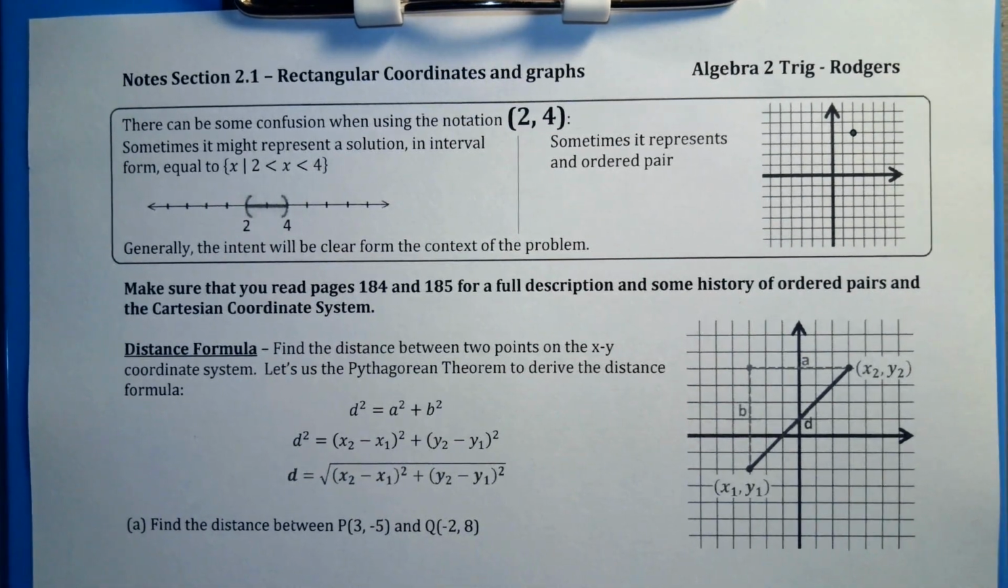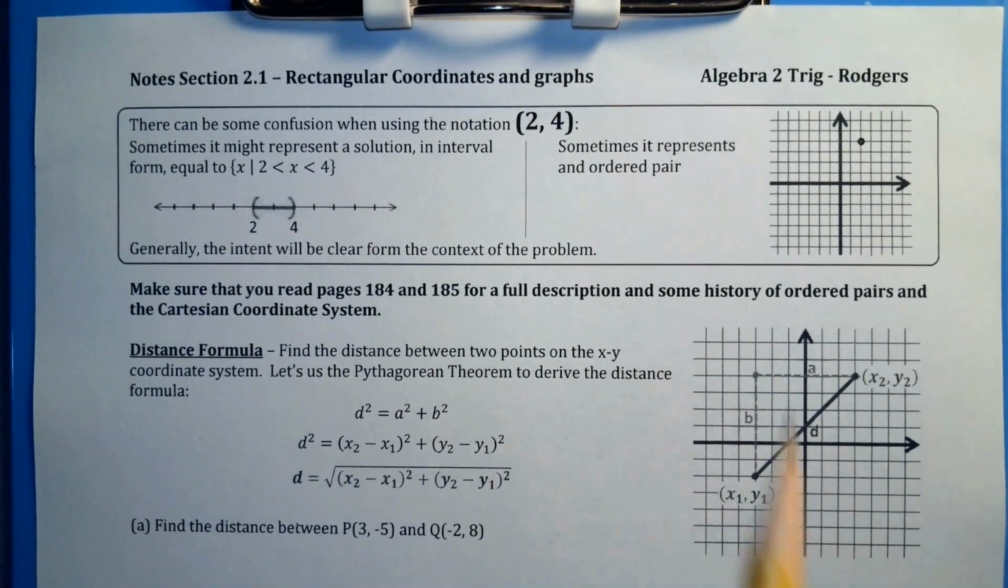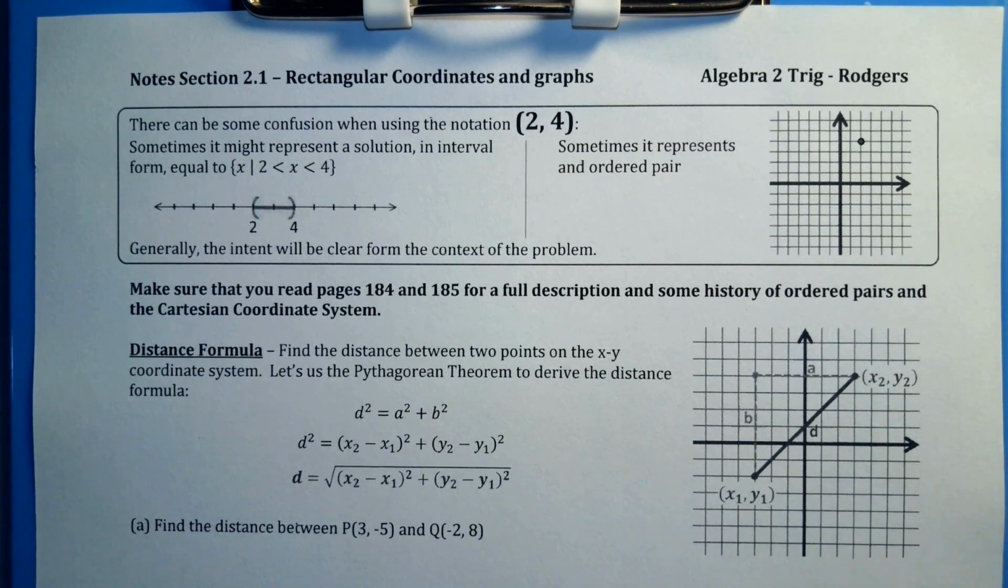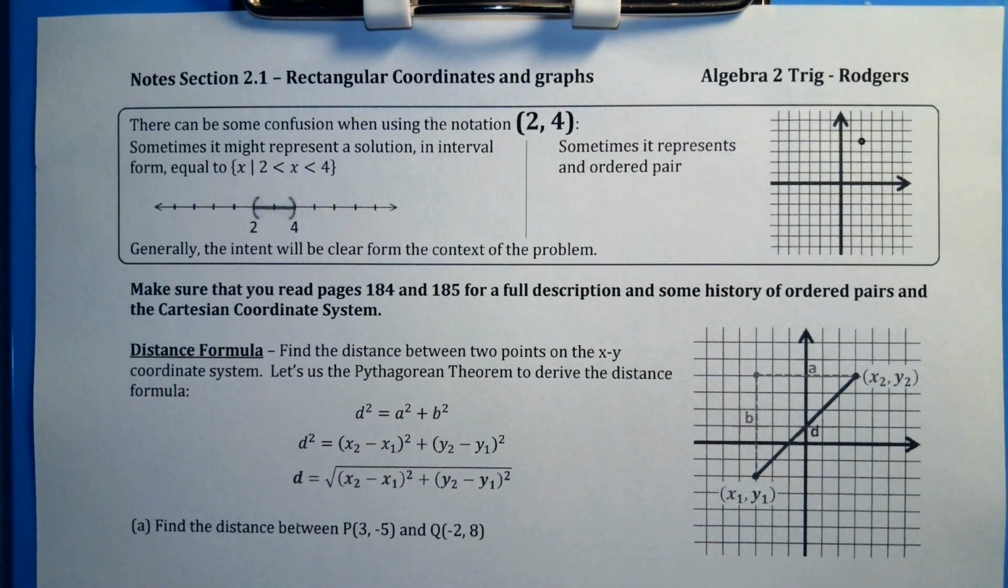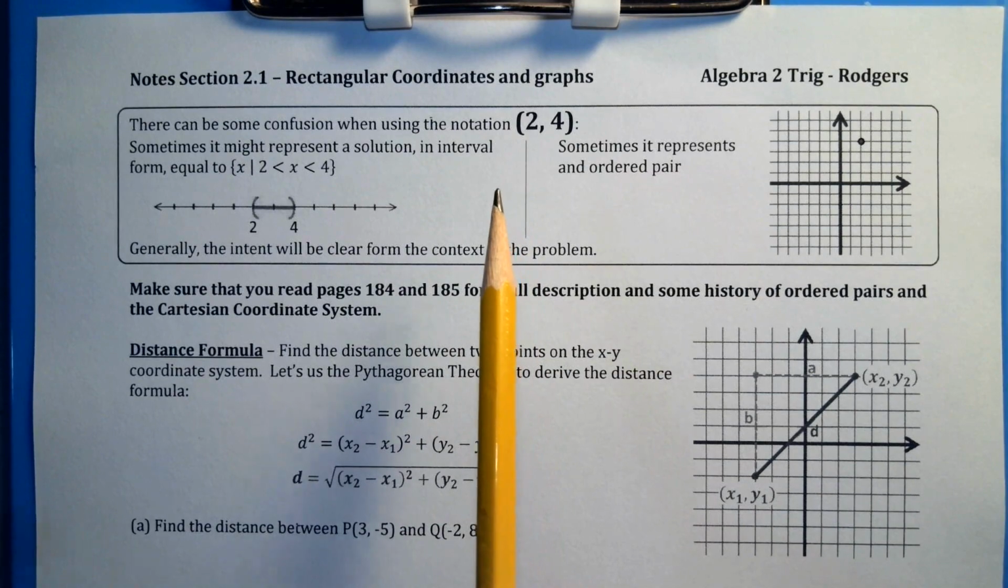All right, these are the first notes for chapter 2. So we're looking at section 2.1. We're talking about the rectangular coordinate system and various graphs that we could plot on the Cartesian coordinate system. So just first, a mention about notation.